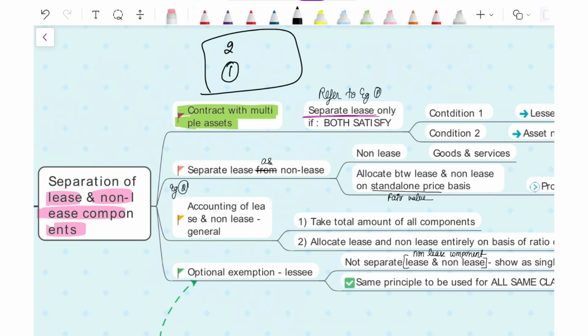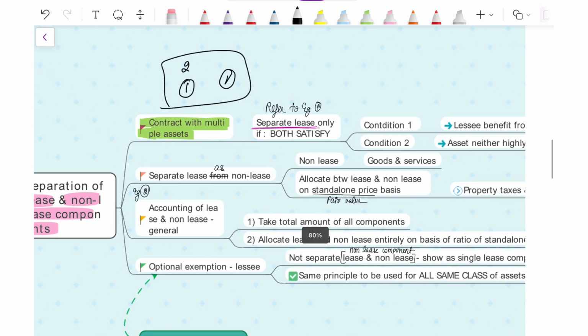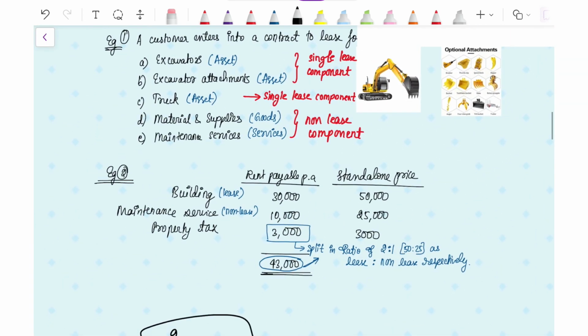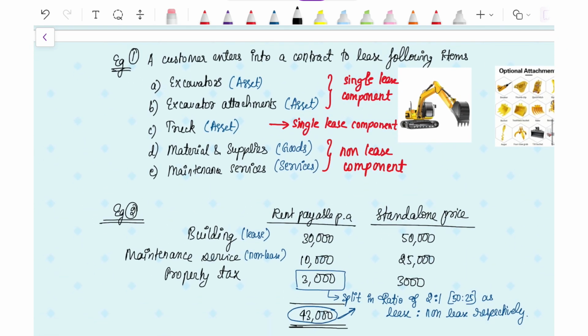Here one of those assets is fulfilling all the conditions that it should fulfill to come under the lease definition. Now, if there is one more component which is a non-lease component, then in such a case you have to make a separate agreement for the lease component. Before going into that, let's take an example so you understand better.